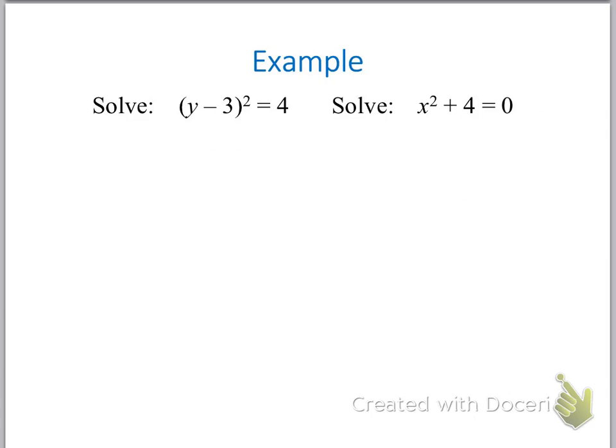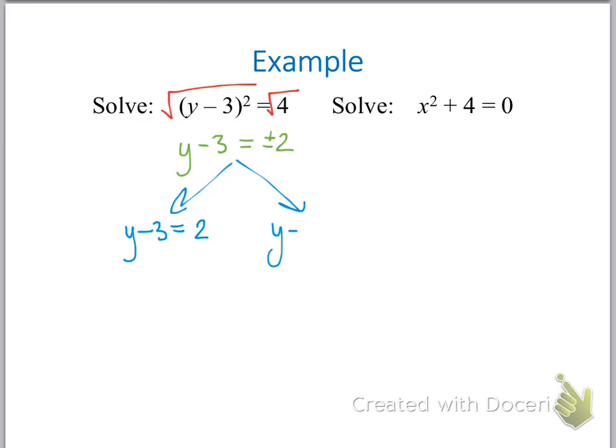Let's try another. In this example, is the square all by itself on one side of the equation? It is. So we're going to take the square root of this side and the square root of this side. That makes the square disappear, and we're left with y minus 3 equals plus or minus 2. At this stage, it is recommended that you split it into two different equations. Either y minus 3 is going to be positive 2, or y minus 3 is going to be negative 2.